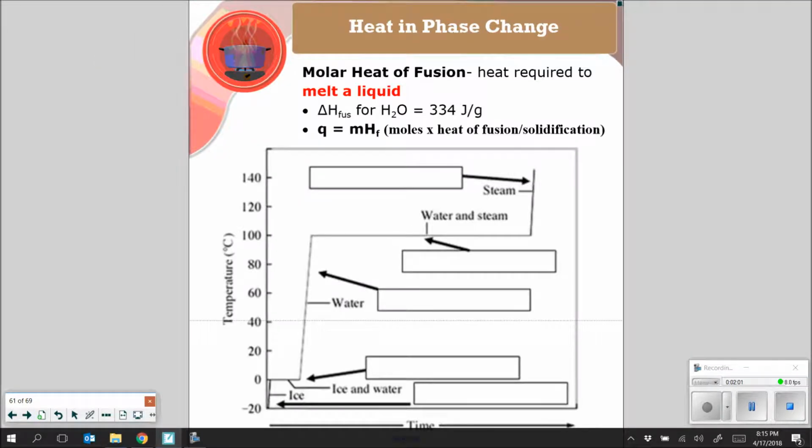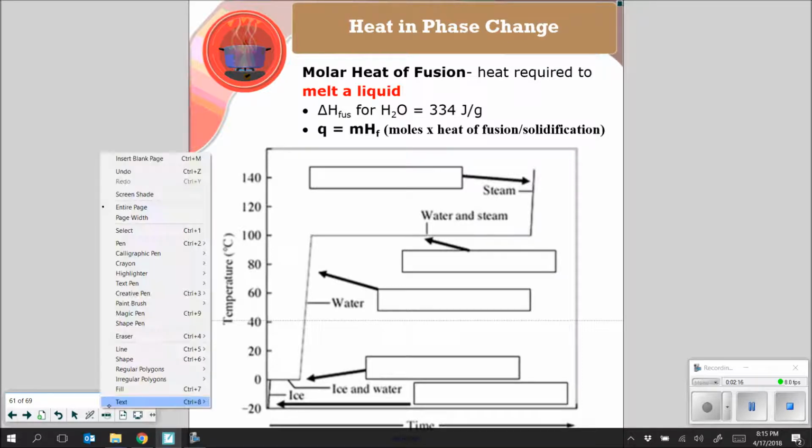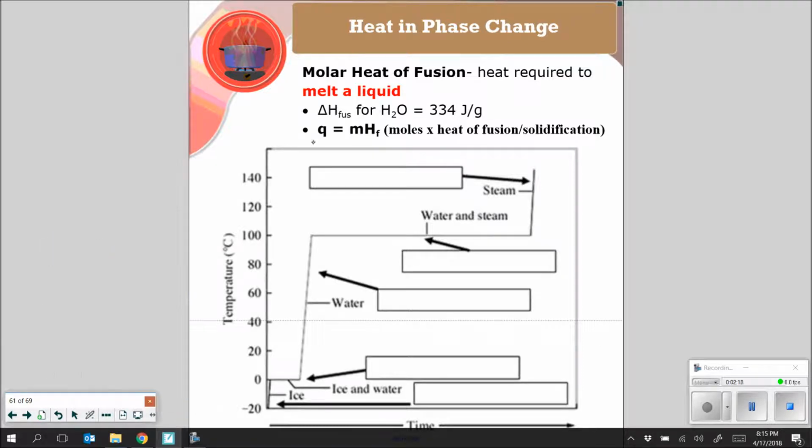So the first phase change we're going to talk about is the molar heat of fusion. It's the heat required to melt a liquid. So the molar heat of fusion for water is 334 joules per gram, which is also a value you can find on your reference sheet. And the formula that we are going to be using to solve this is going to be Q equals m times the molar heat of fusion.